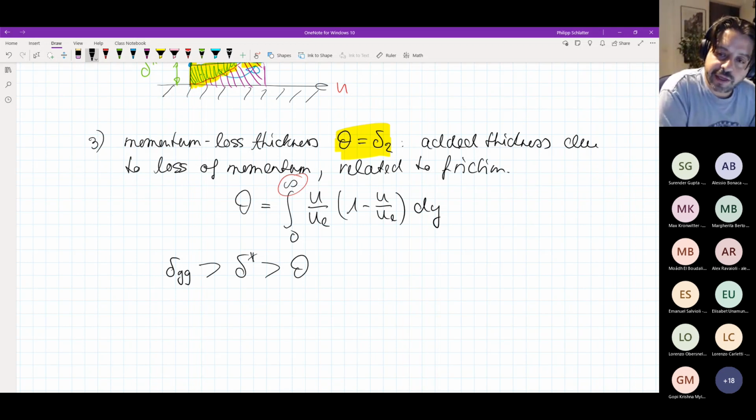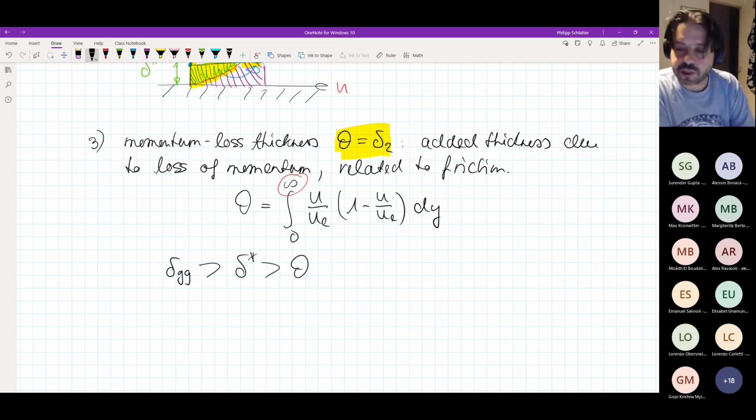Later on, when we introduce some specific profiles, so the Blasius profile, we will also get some numbers on how thick they really are. I mean, delta star potentially is around half of delta 99, and theta is approximately 1/3 or 1/4 of delta 99. But we will get some exact numbers later on. For now, it's important that delta 99 is actually the largest.